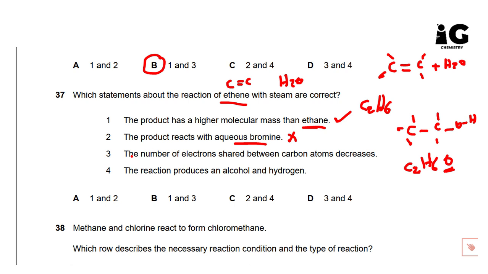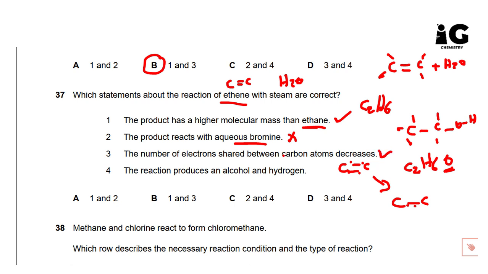Number 3, the number of electrons shared between carbon atoms decreases. Yes, because before it was C double C, and after the reaction it becomes C single C. So of course it was 4 electrons between them, 1, 2, 3, 4. Now it's only 2. So this is true.